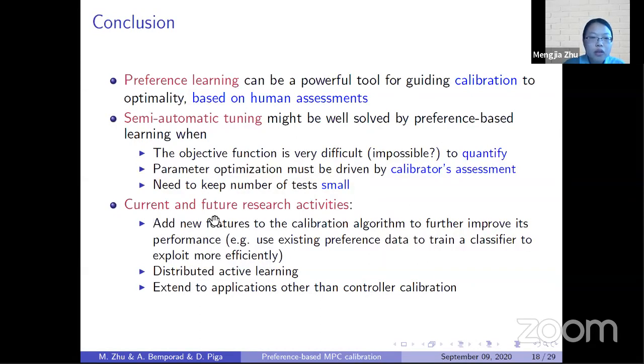Our current and future activities are devoted to adding new features to the calibration algorithm, exploring distributed active learning, and extending the application to areas other than control calibration.